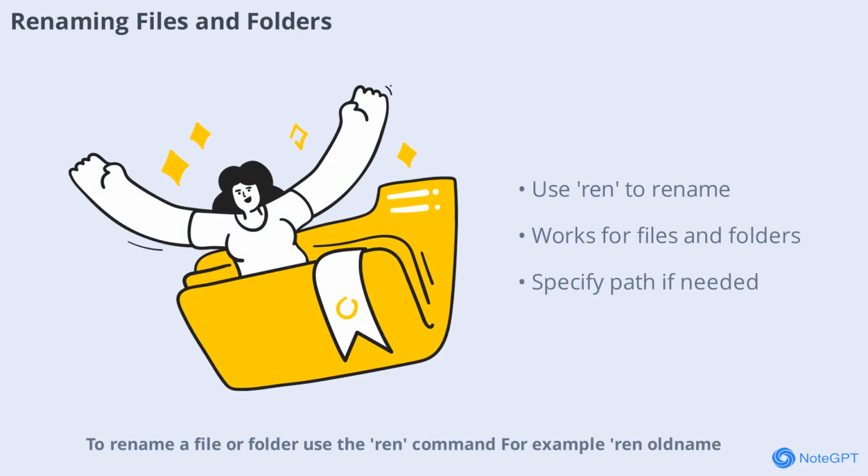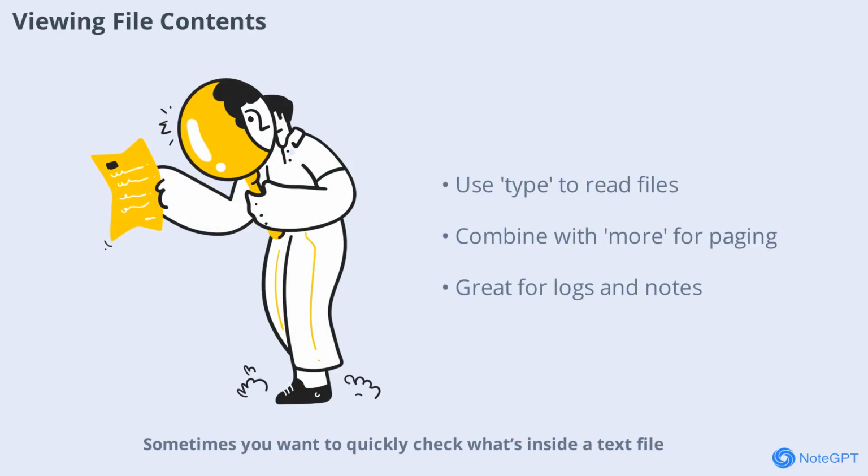To rename a file or folder, use the ren command. For example, ren oldname.txt newname.txt changes the file name from oldname.txt to newname.txt. This works for folders too. Renaming is especially useful when you need to update multiple files or organize your directories more clearly. Remember, you need to be in the correct directory or specify the full path to the file or folder you want to rename.